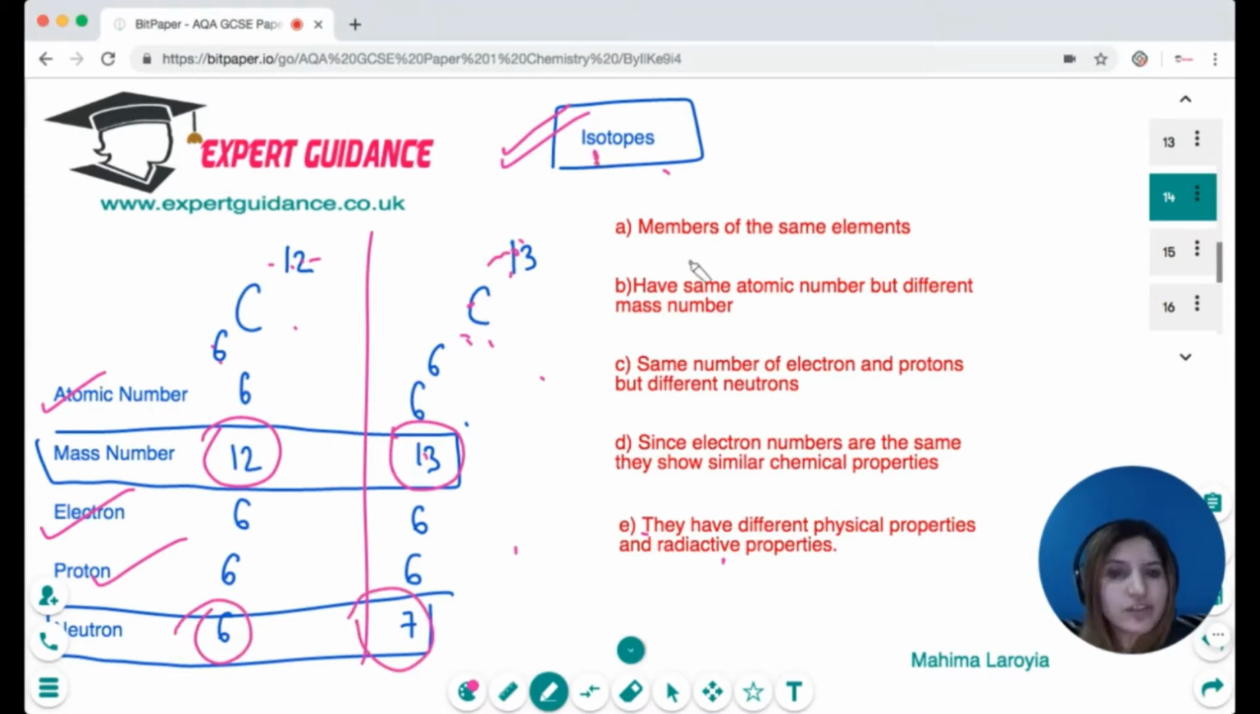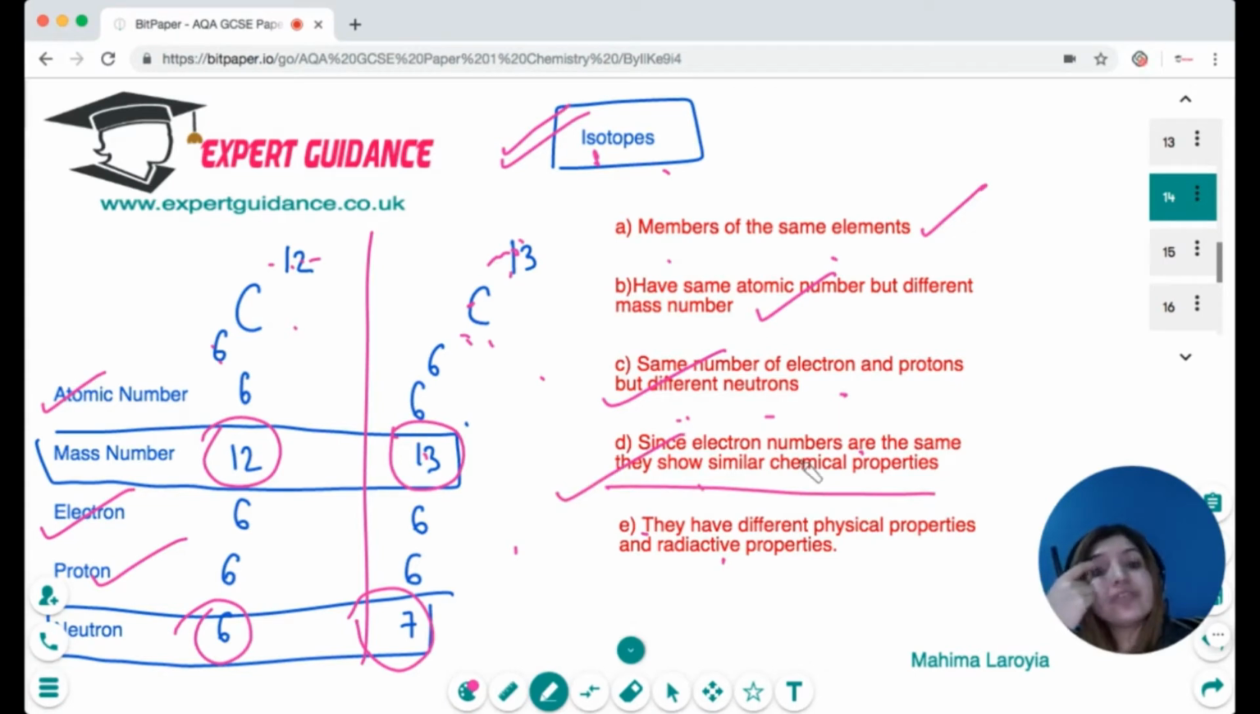So isotopes are members of the same element having the same atomic number but different mass number, the same number of electrons and protons but different number of neutrons. Since they have the same electron number, they show similar chemical properties, and since they have different masses, they show different physical properties and radioactive properties. It can happen that one isotope is stable and the other is radioactive, and this is all because they have different masses.